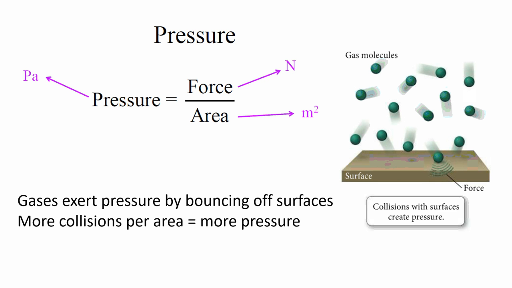And the way that a sample of gas exerts pressure is those little gas particles, maybe they're molecules, maybe they're atoms, they're moving around constantly and they're bouncing off of surfaces. And it's important to keep in mind as you're thinking about variables that impact pressure is that something that would increase the number of collisions per area would increase the pressure. So the more collisions you have per area, the more pressure you have.